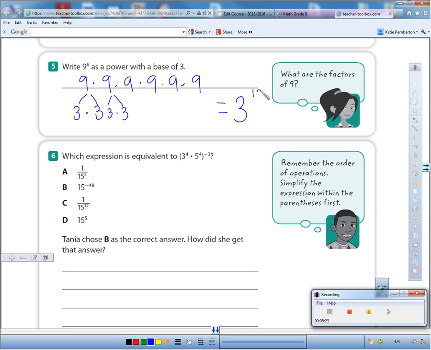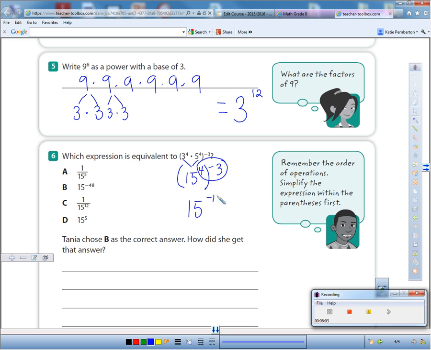Okay, on this last one, which expression is equivalent? 3 to the 4th times 5 to the 4th, all to the negative 3rd. We're going to pick the correct answer here. That would give us 15, keep our exponent there, 4. And then we're going to raise that to the negative 3rd power. We'd multiply those, so you'd have 15 to the negative 12.